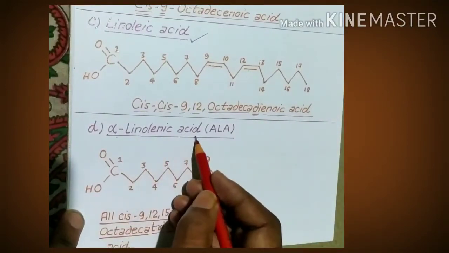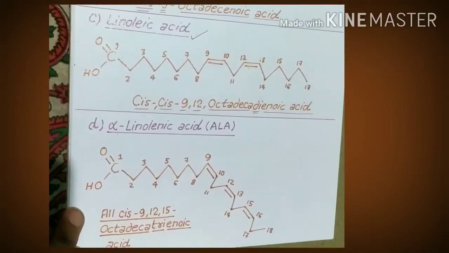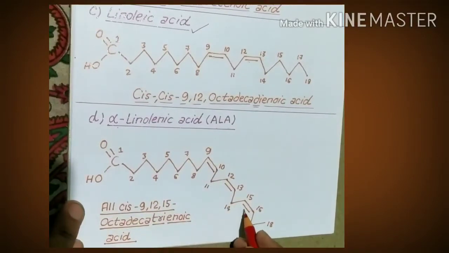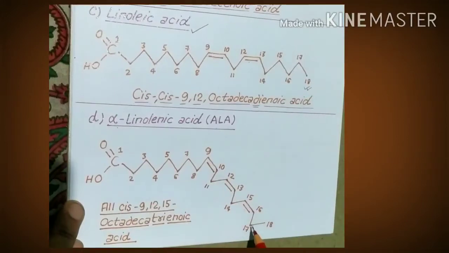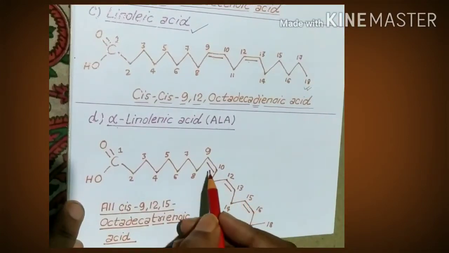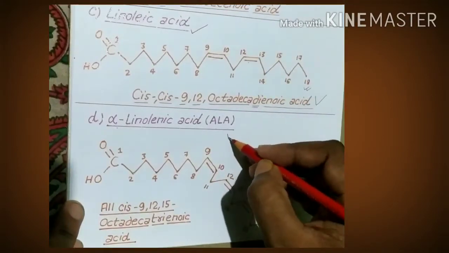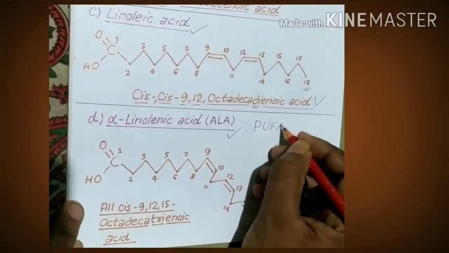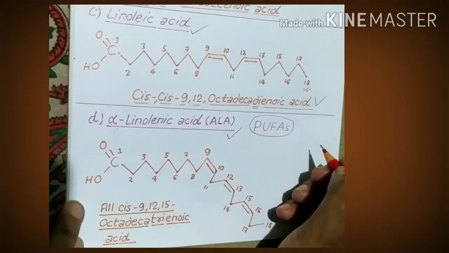Alpha linolenic acid, ALA. It is also an unsaturated fatty acid, and here you can see 3 double bonds are present. It is also an 18 carbon compound, but this acid contains 3 double bonds. Myristic acid and alpha linolenic acid are polyunsaturated fatty acids because they contain more than one double bond.